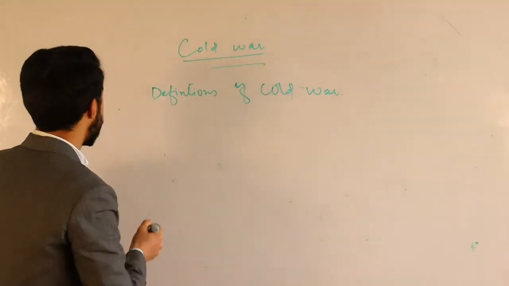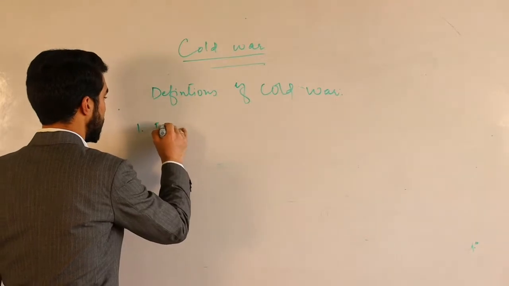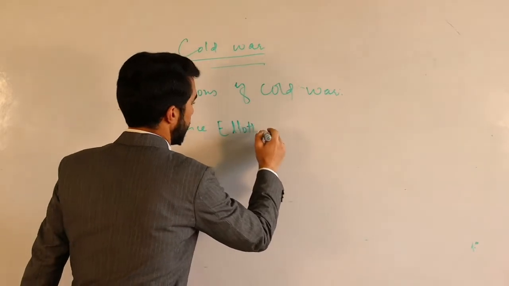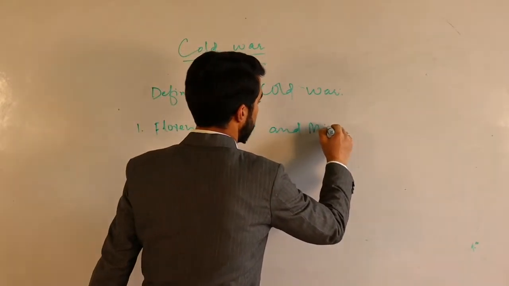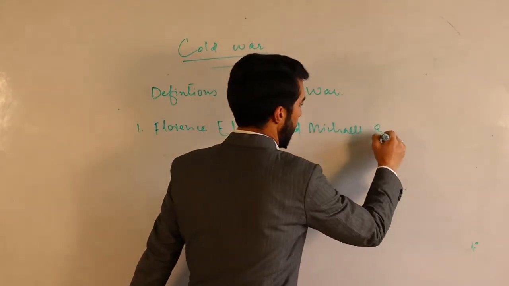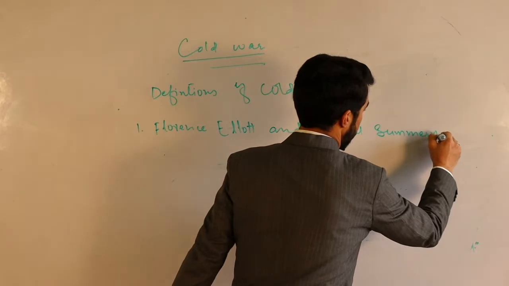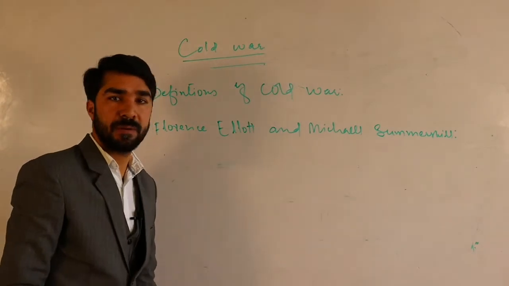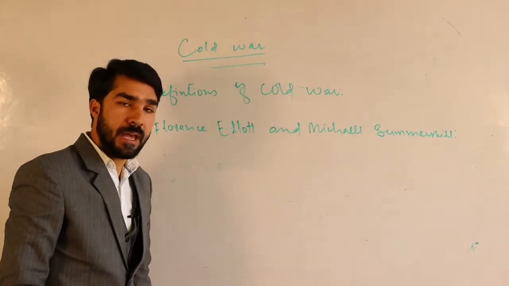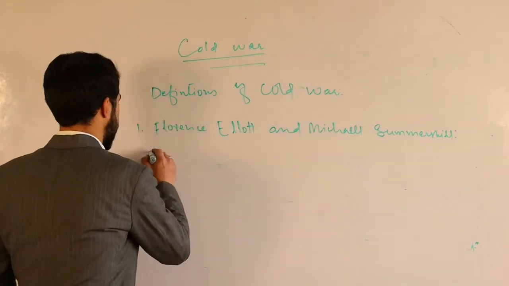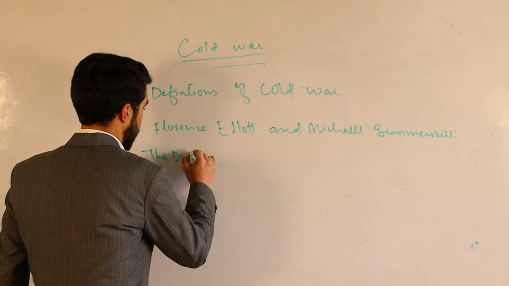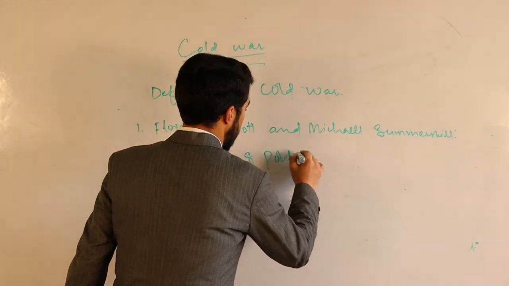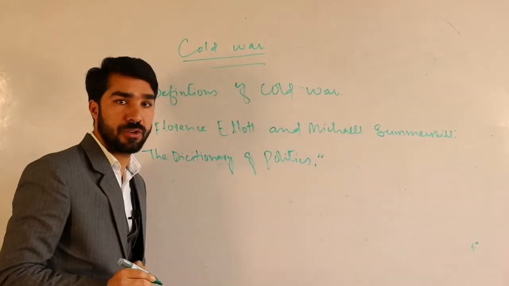One of the definitions has been given by Florence Elliott and Michael Summerskill. Both these contemporary political thinkers have written in their book, the Dictionary of Politics, in which they have given the definition of Cold War.